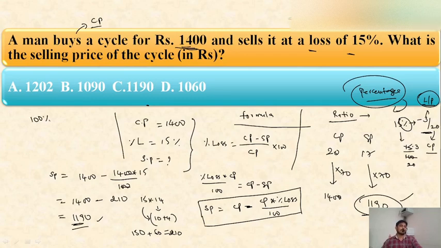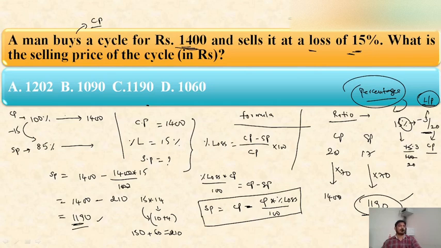We always assume cost price to be 100%. This 100% value is given as 1400, and there is a loss of 15%, which means on this 100% there is a loss of 15%. What is the effective value? You are getting an effective value of 85%. This 85% value indicates the selling price.